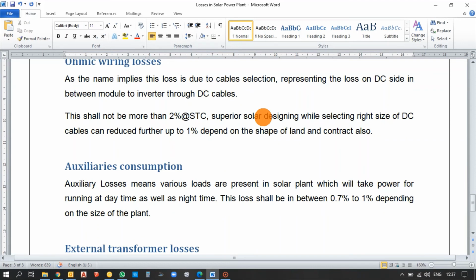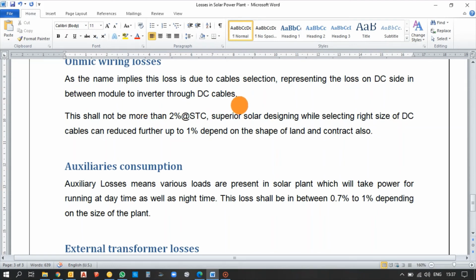Next comes the ohmic losses. Ohmic losses, as the name implies, are due to cable selection. You will have these on the DC side between the modules and the inverter, where you're using the DC cables. This will also be present in AC cables.